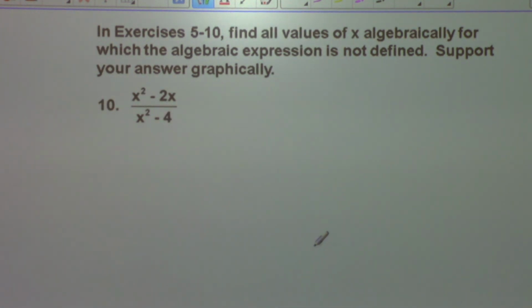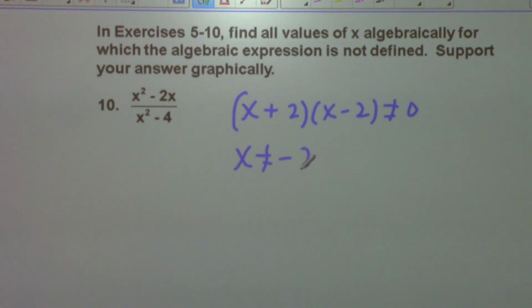Okay, the last one, how do we work this one out? Cancel out the x squared. Can you cancel out x squared? No, you can't. You take your denominator and factor it: x plus 2, x minus 2 cannot equal 0. So x cannot equal negative 2, x cannot equal 2.